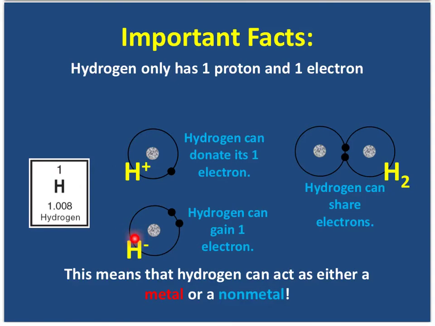And hydrogen can also share electrons with itself to form a diatomic molecule. Remember what diatomic means? 2 atoms joining together to form a molecule. And it's not just any 2 atoms. Let me specify: 2 of the same atoms joining together to form a molecule. So here we see that hydrogen can act as either a metal or a nonmetal.